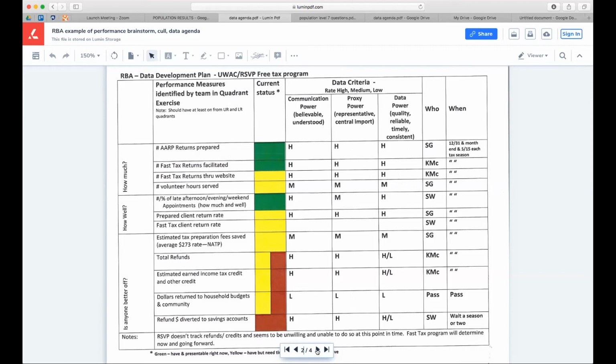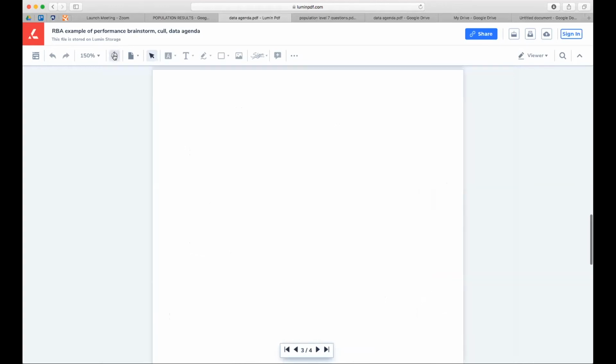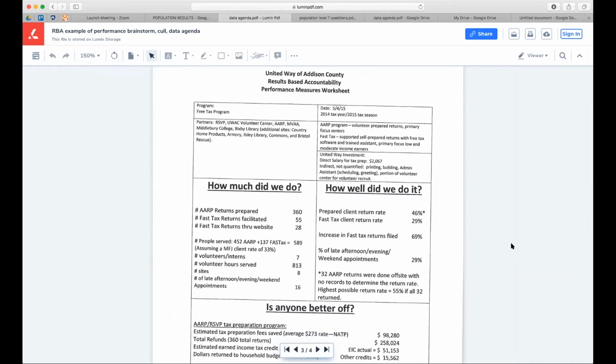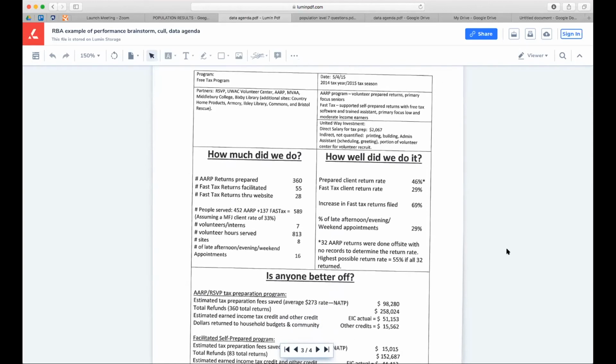All right, and then we can go to the next page to take you through. Oh, we gotta do some twisting. So here's the grid again, and this one's modified to only bring forward the things that we actually collected, right? And so this was sort of the final report in terms of how much we did, how well we did it, and is anyone better off? And because it was the first year we did this, in future years we started comparing and having sort of trend lines and analysis going forward.